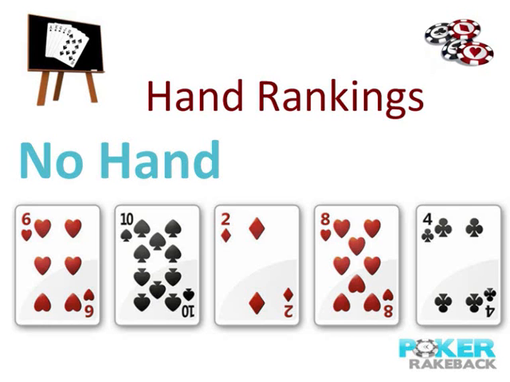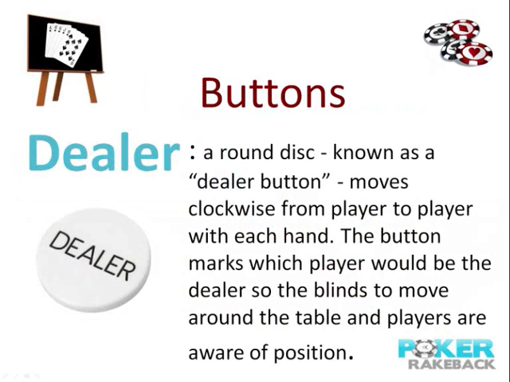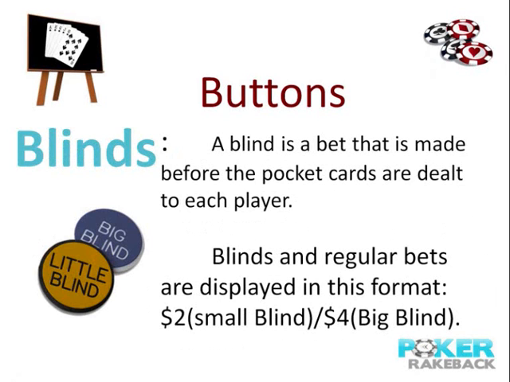Now let's move on to buttons. When the dealer is not playing, such as in casinos and some online poker tournaments, a round disc known as a dealer button moves clockwise from player to player with each hand. The button marks which player would be the dealer, so that the blinds can move around the table and players are aware of position. A blind is a bet that is made before the pocket cards are dealt to each player. The first 2 players to the left of the dealer button pay the blinds.